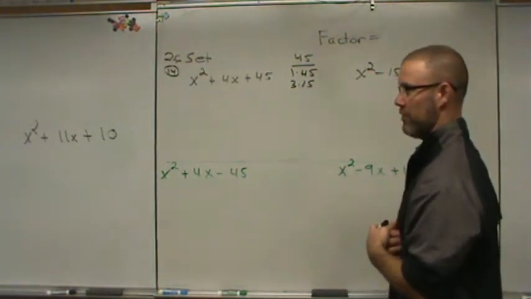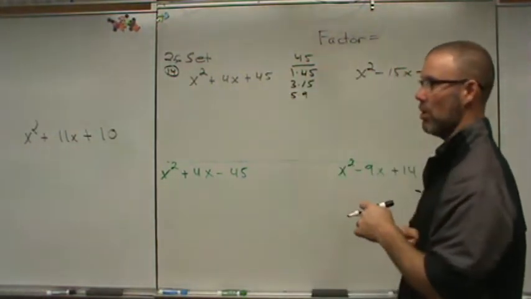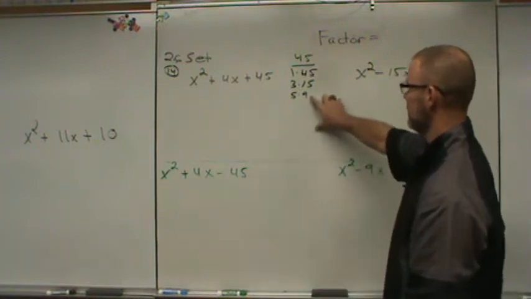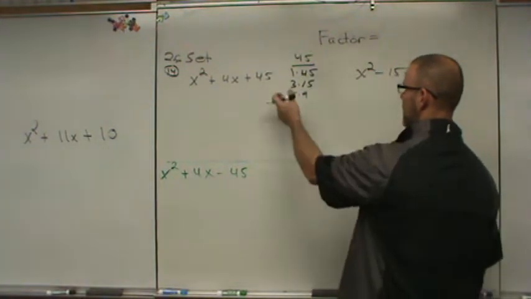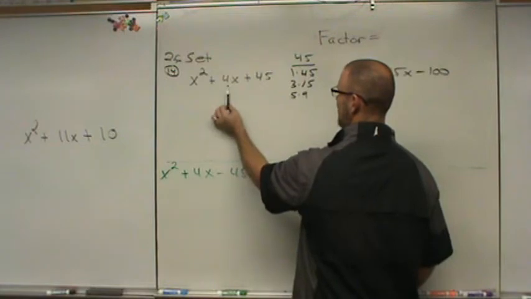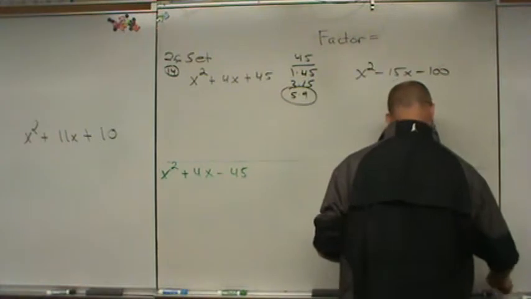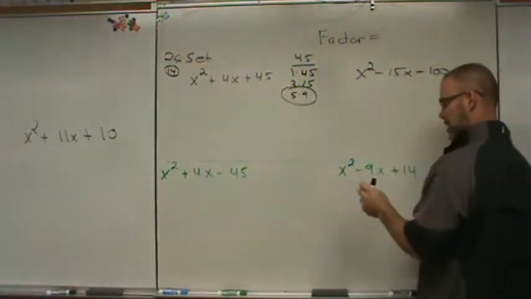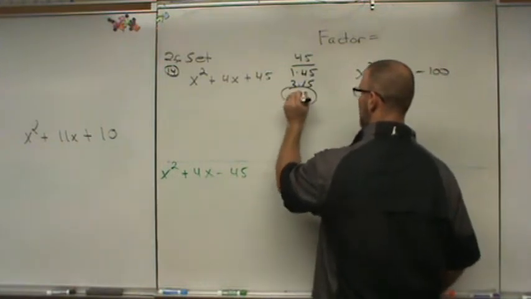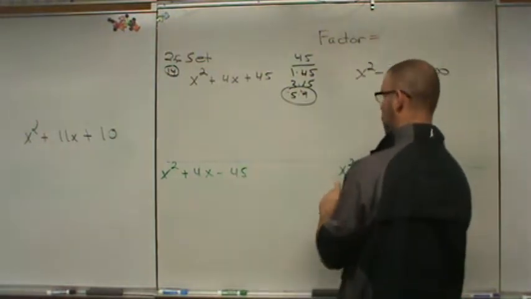4, will 4 go into 45? No. Will 5? 5 times 9 is 45. Will 6 go? No. Will 7 go? No. Will 8 go? No. Will 9 go? Yes, it's listed. Don't need to relist it. And 10, no. So now I have my factors of 45. Which of these factors add to give me 4? 5 and 9 do. Now, if you want to, suggestible, don't have to, but you could put the signs for these numbers. I need a positive 9 and I need a negative 5. That's what's going to give me a positive 4.